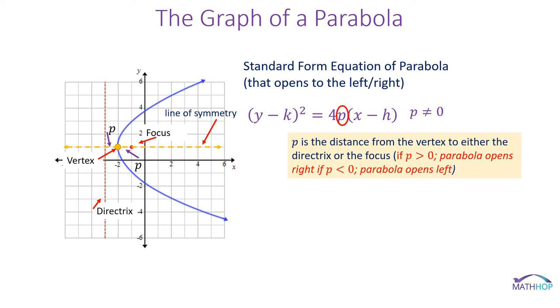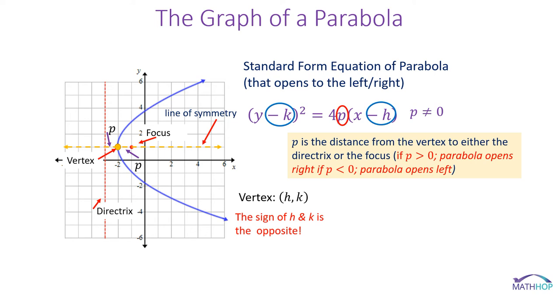The vertex is still going to be located at (h, k). Remember, h is with x, k is with y. We're still going to take the opposite signs of h and k. It's still a negative h, or we're negating h, right? If h were negative, let's say h were negative 2, x minus a negative 2 would be x plus 2. So we're always taking that opposite sign.